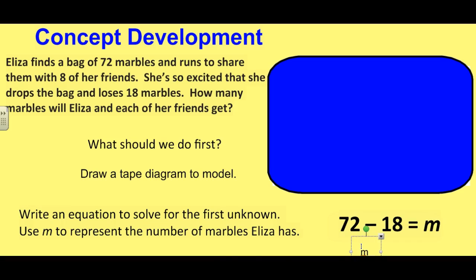So when we have 72 minus 18, we get that M is equal to 54. So now we know that she has 54 marbles left over. So we've got 54 marbles, and we've got that she's going to share them with 9 people, and that is including herself. So what equation do I write with that?